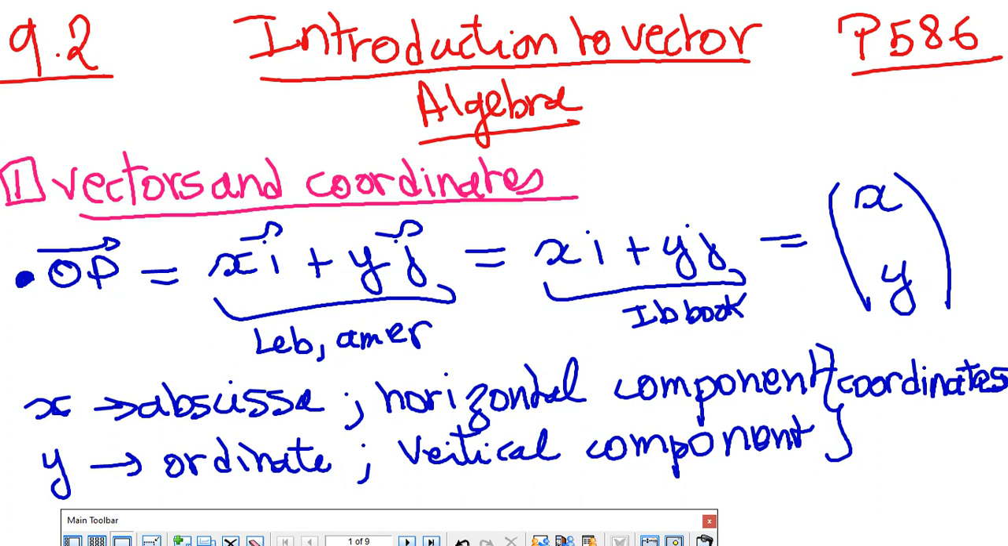So in the American and Lebanese books, you will see, for example, the coordinates xi plus yj with the vector sign above the letters i and j. But in the IB book, you will see it like this, xi plus yj, but it's still the same meaning. The value that's here is the x of the vector, and this is y. What does x mean? We say x is the abscissa or the horizontal component, because this is the x-axis, so it's in the direction of the horizon, so we call it the horizontal component. Y represents the ordinate or the vertical component, because this is y. And then x and y together, we call them the coordinates of the vector.